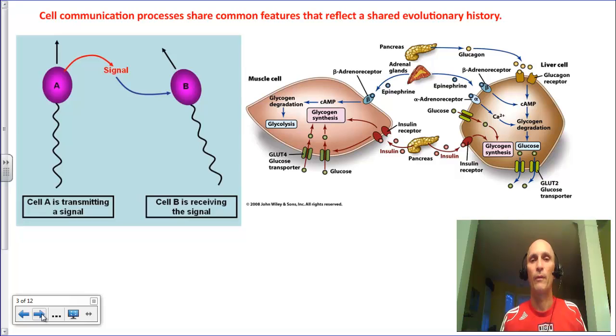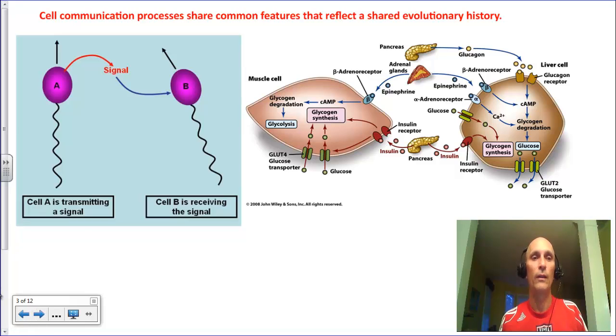So there are a couple of common features that we look at, but the big idea I want you to understand here is that this is again a way for us to understand that if we share common ancestry, then we're going to have common processes. Just like in the last unit we talked about conserved core processes, well, signal transduction turns out to be a conserved core process as well.